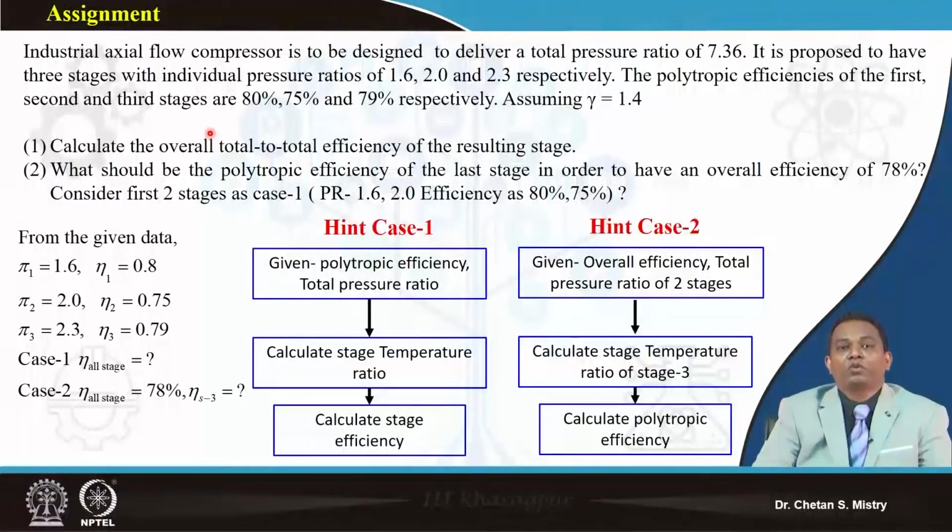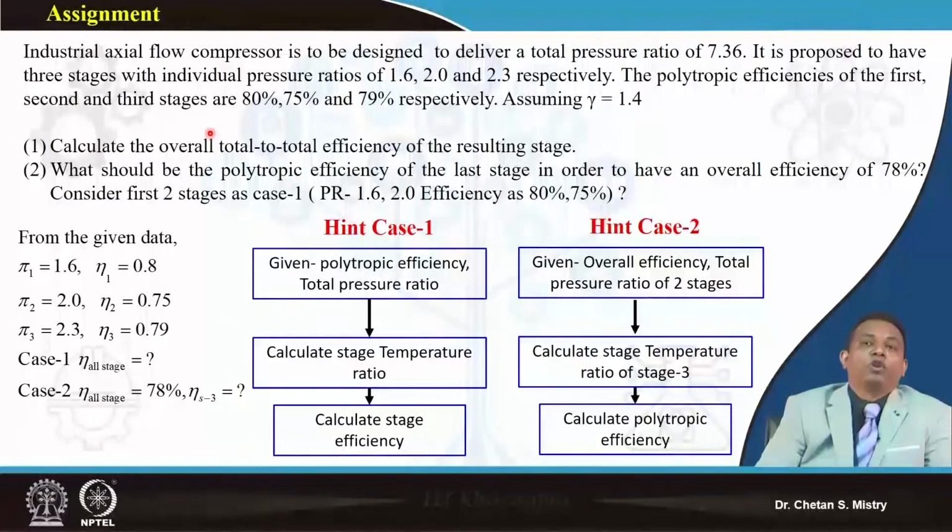To solve the first case, we have our overall pressure ratio. Based on that we can calculate the temperature ratio for each individual stage, and then the overall efficiency. In the same way, in the second case we are given the overall efficiency, the pressure ratios of two stages and their polytropic efficiencies. For the same configuration you need to calculate the efficiency of the third stage, to achieve an overall efficiency of 78%.